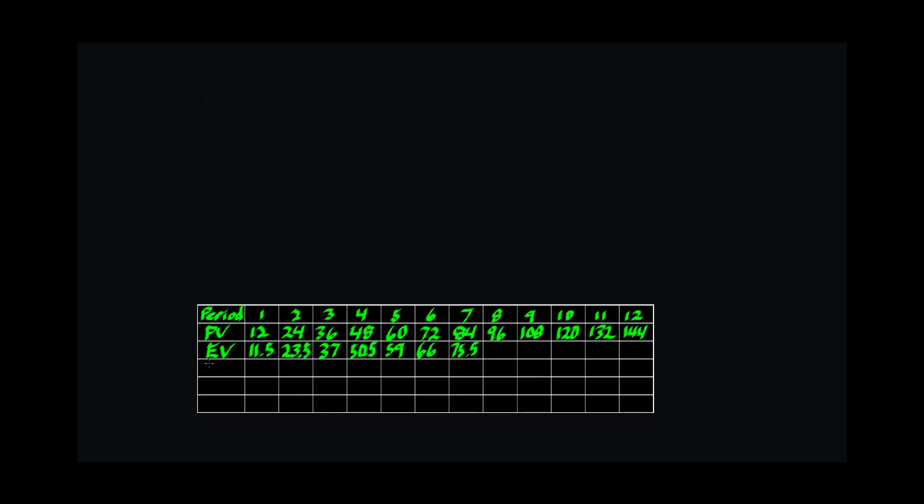Calculate the earned schedule. You can see the introductory video on how to do that calculation. It goes from 0.96 to 1.96 and 3.08, 4.21, 4.92, 5.5, and 6.29.